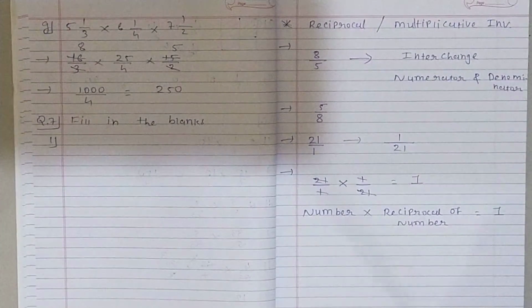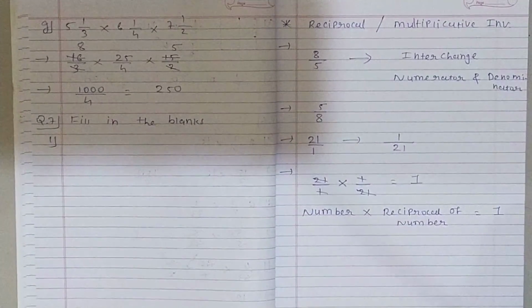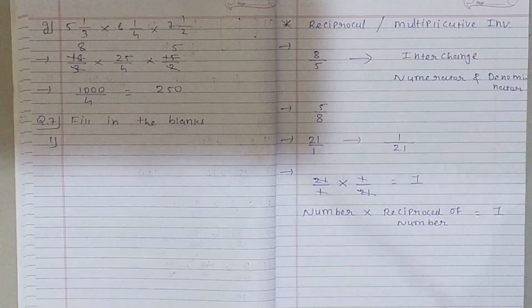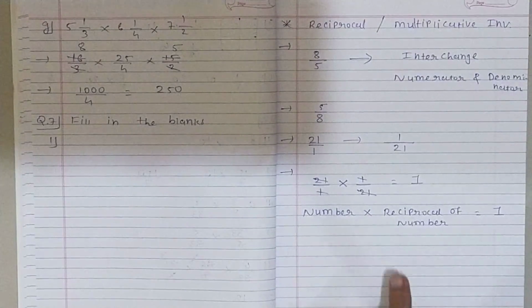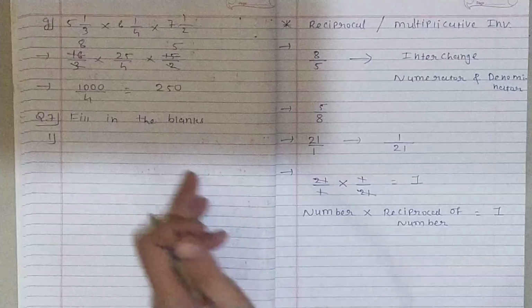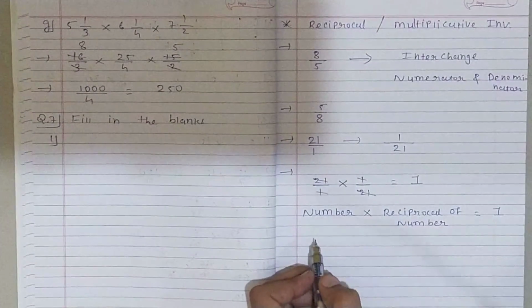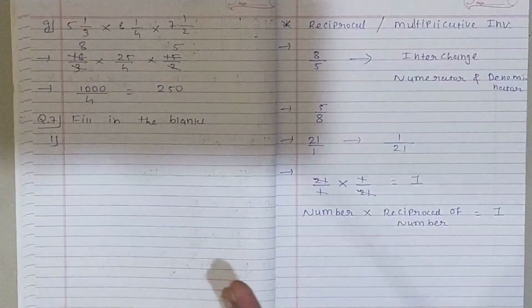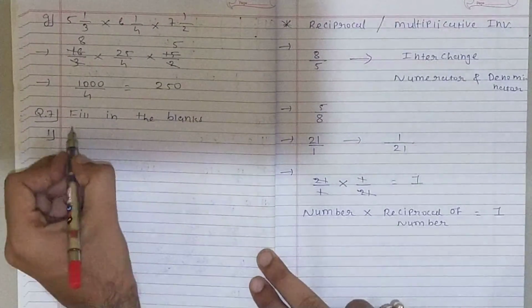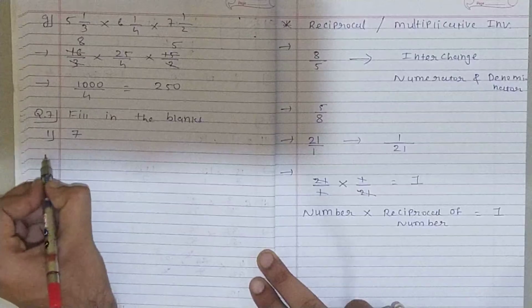Now with this knowledge we'll start question number 7. 1 upon 7 into what is equal to 1? Answer: the reciprocal of that number. That number is 1 upon 7, right? We have to take the reciprocal of 1 upon 7, so the answer becomes 7.